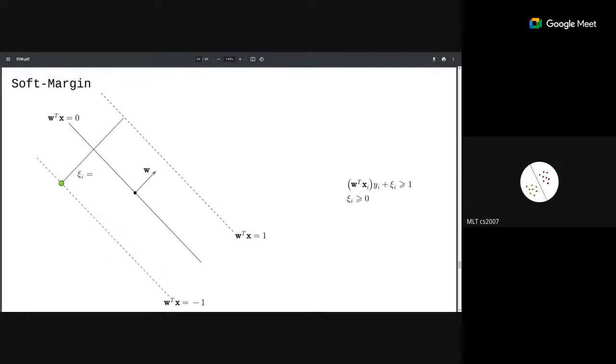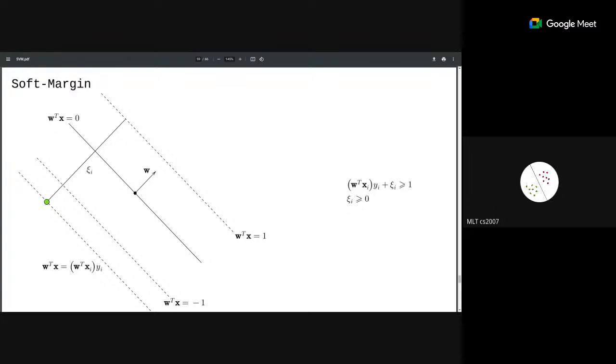Okay, one more example. We have to push it by 2, and even further, we have to push it by, let's say, 2.5. So there is actually a nice way to compute psi a. Psi a is, in a general case, I'm drawing in the general case here, equal to 1 minus W transpose Xi into Yi.